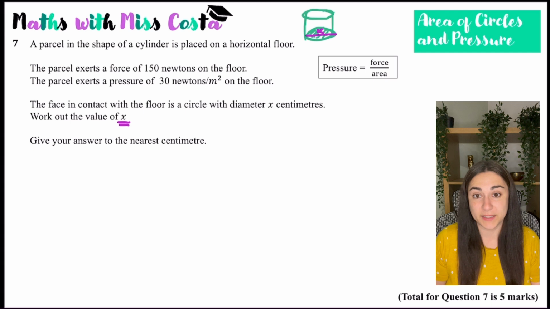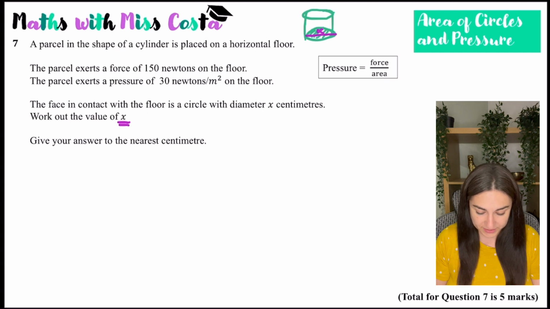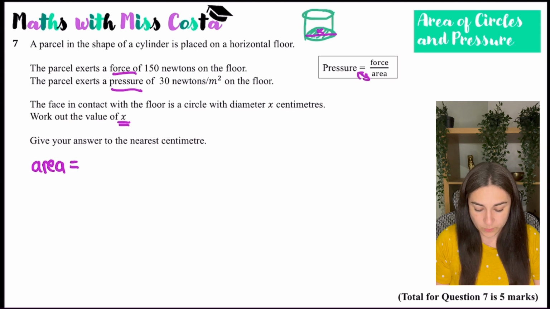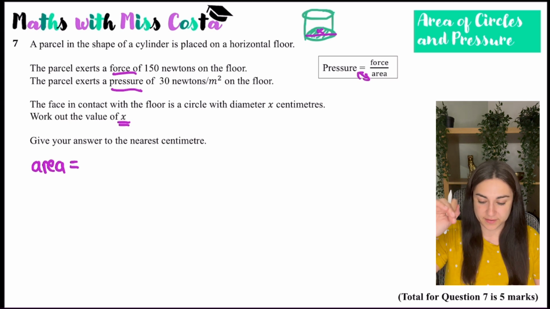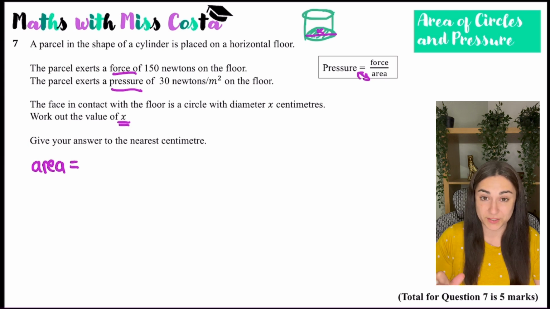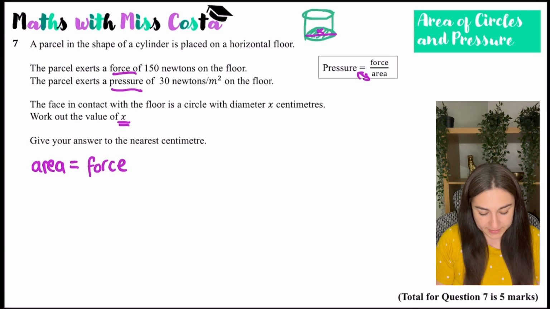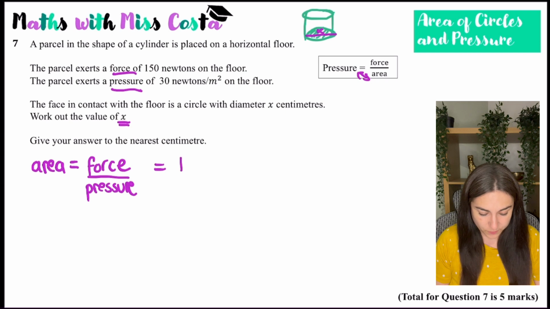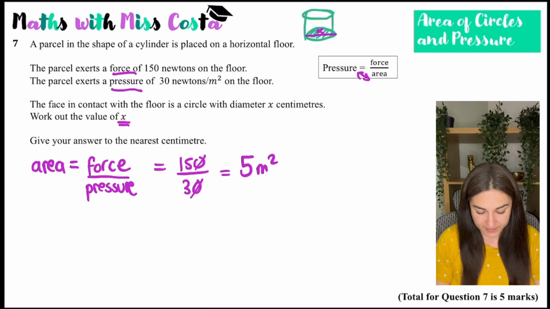So let's first start by using the formula. I know that pressure is force over area. I've been given the pressure, I've been given the force. So actually what I want to work out is the area. So I can just rearrange it. And whenever you have the subject and what you want to be the subject as a denominator, you can just switch them. So area is therefore force divided by pressure. So I can figure out what the area of the circle is. So the force is 150 and the pressure is 30. 150 divided by 30 is 5 meters squared.